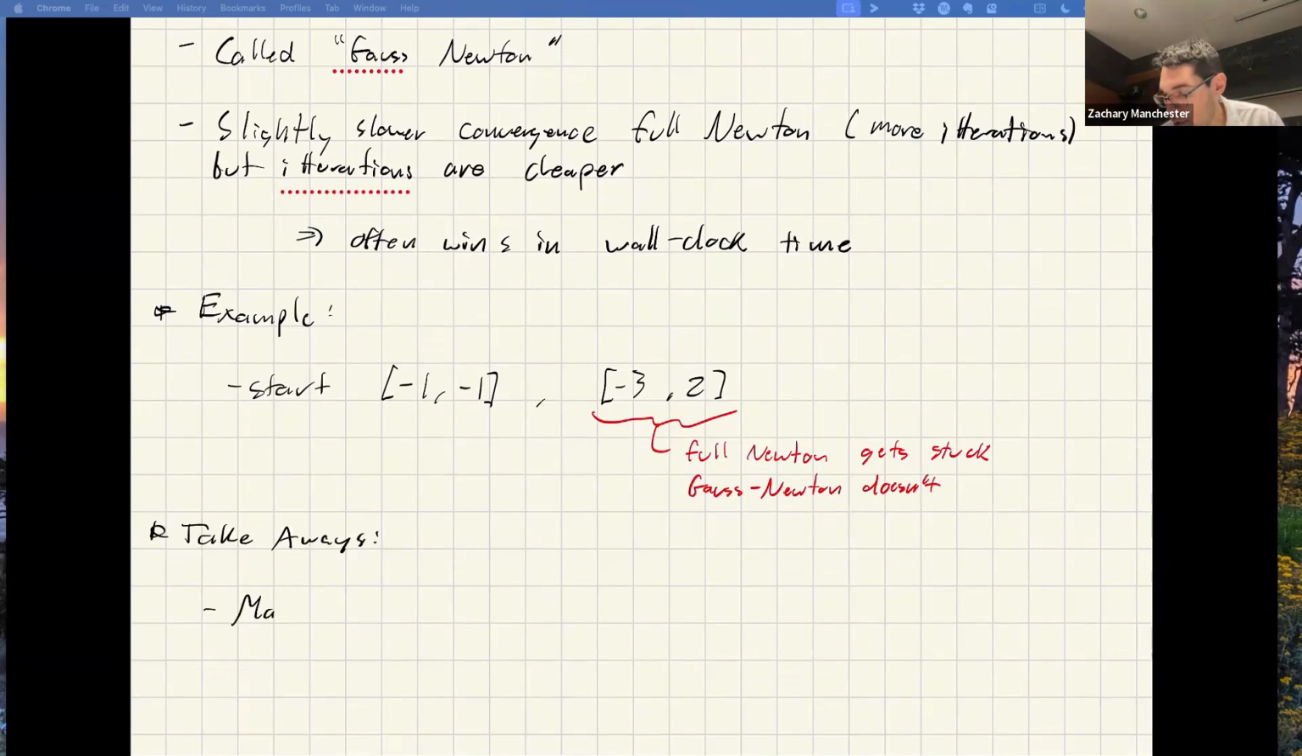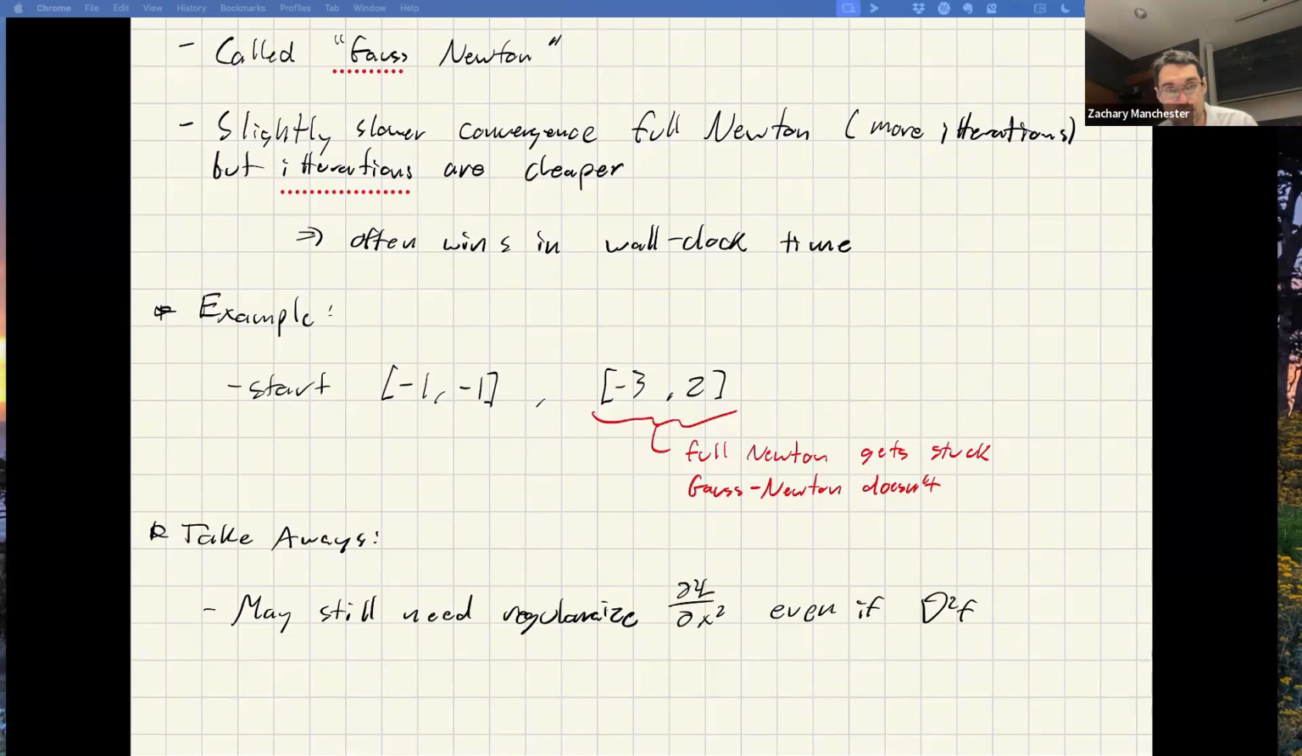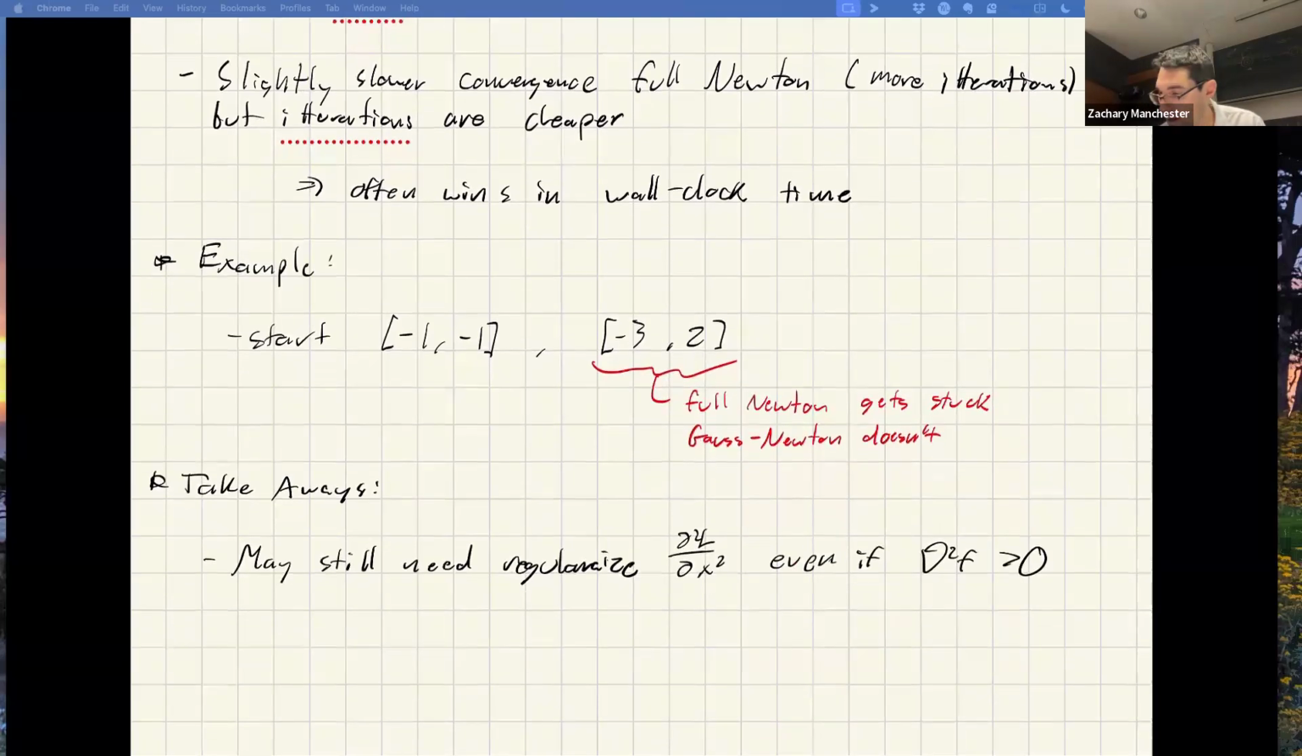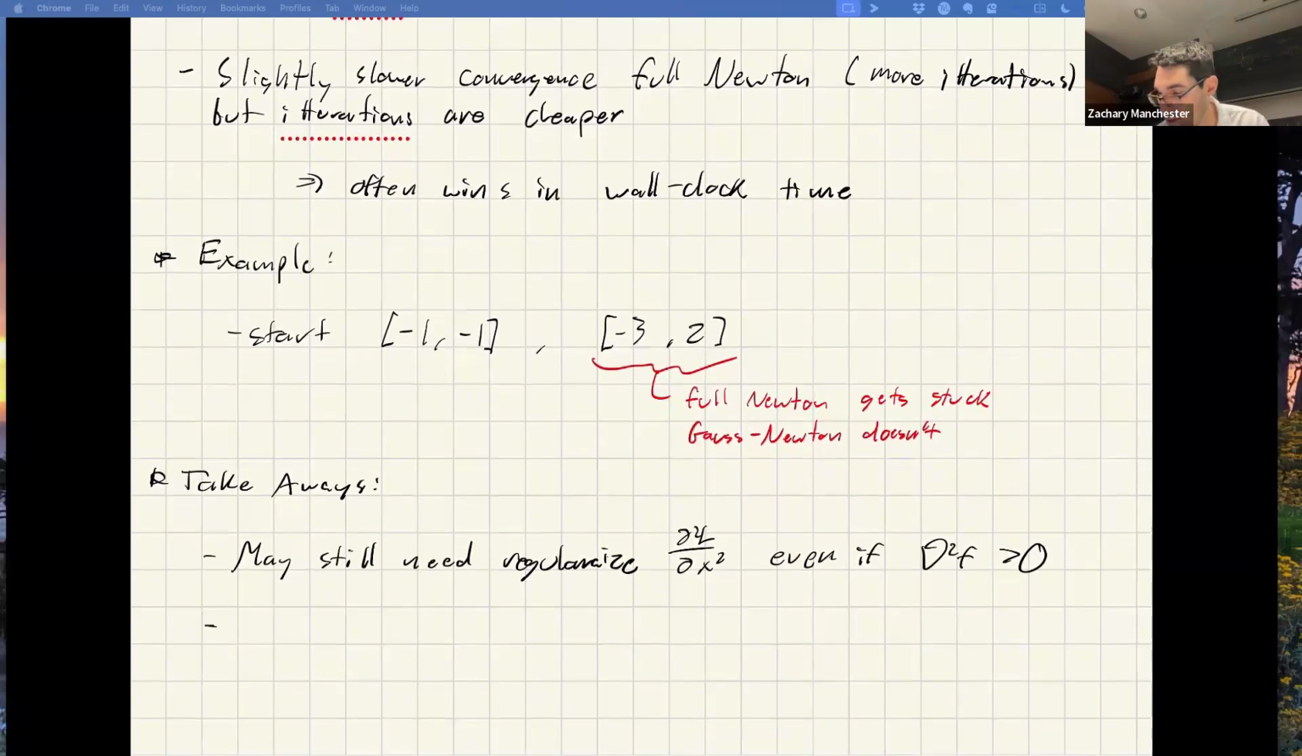You may still need to regularize the Hessian of the Lagrangian, right? Even if the Hessian of the objective is convex. And that's because of the constraints. And then, yeah, I kind of just told you this, but we'll see more of this. Gauss-Newton is really common in practice.